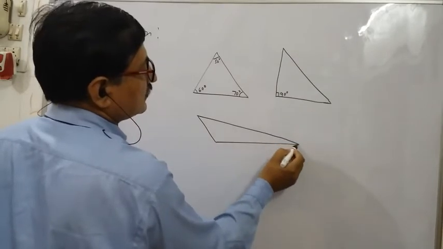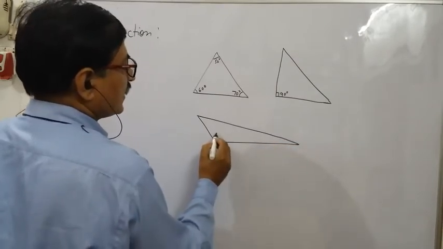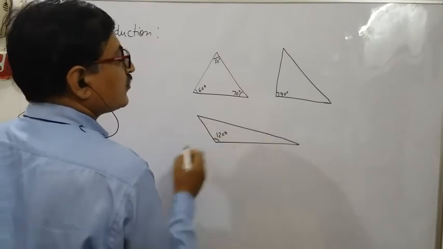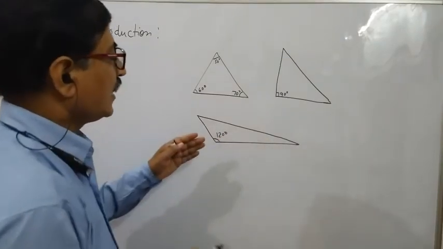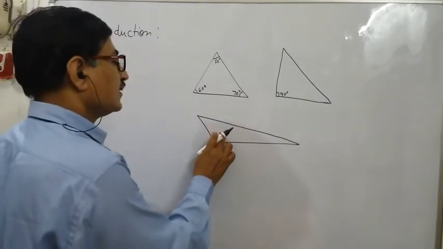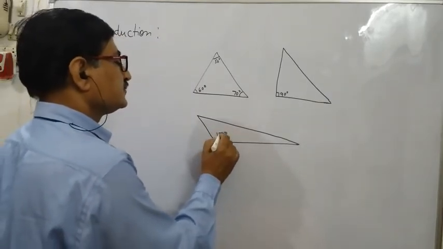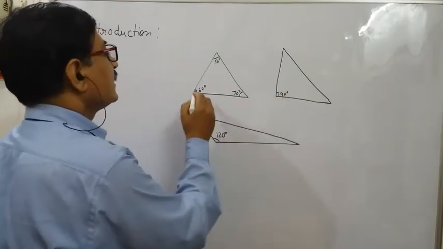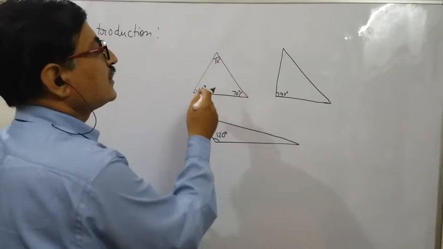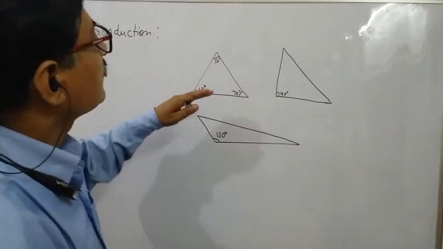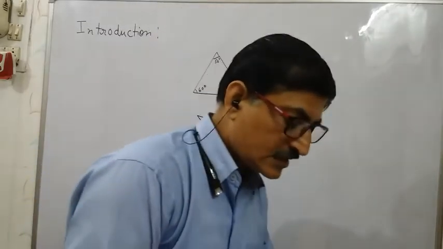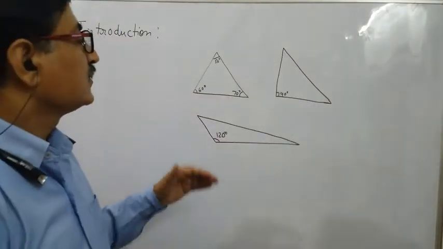The obtuse angle triangle, where one angle is more than 90 degrees. Suppose this is 120, the other two will be what? Acute. In an obtuse angle triangle, one angle will be more than 90 degrees, and the others are less than 90 degrees, between 0 to 90 degrees. So this is the acute angle triangle, that is the right angle triangle, that is the obtuse angle triangle. So these are the three kinds of it.